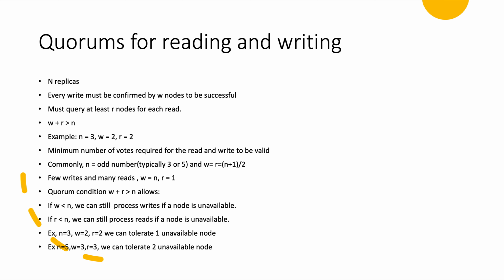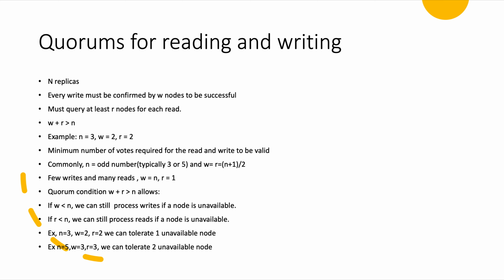The quorum condition, that is W plus R greater than n, allows a few things. If W is less than n, we can still process writes if some of the nodes are unavailable, and if R is less than n, we can still process reads if a node is unavailable. Let's take an example. Suppose we have 3 replicas and we have kept W and R equal to 2. Here we can tolerate one unavailable node for the reads and writes to be processed.